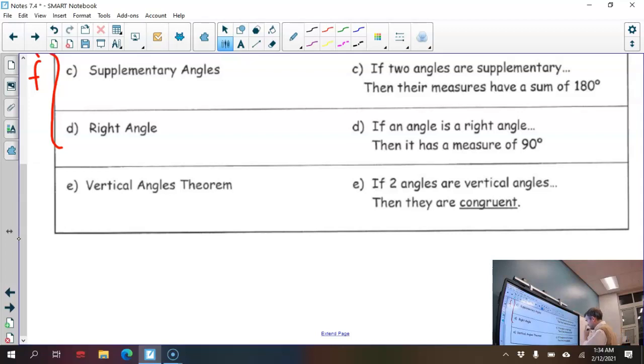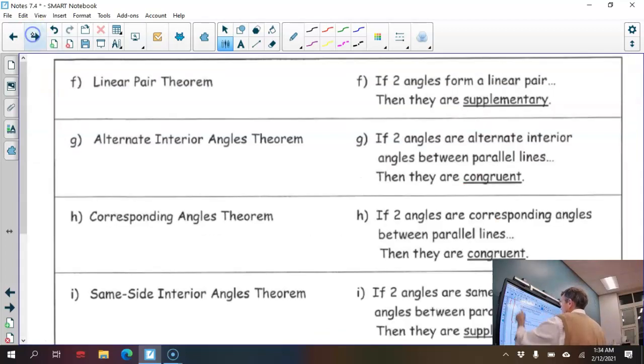We know the vertical angles theorem. It says if two angles are vertical angles, then they're congruent. Notice it says the word congruent. It does not say they have equal measures. It says they're congruent. All right, we'll get back to why that's important in a little bit.